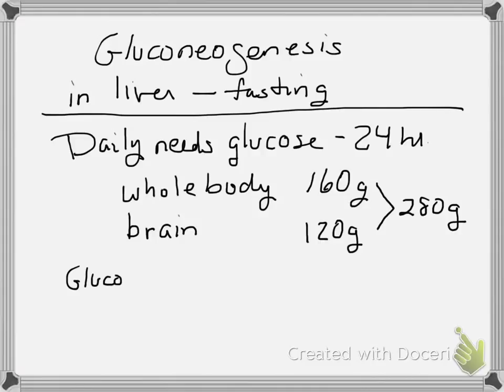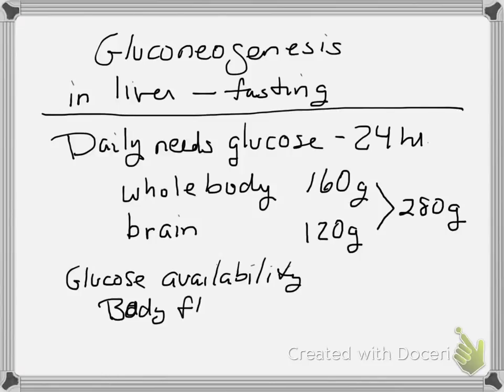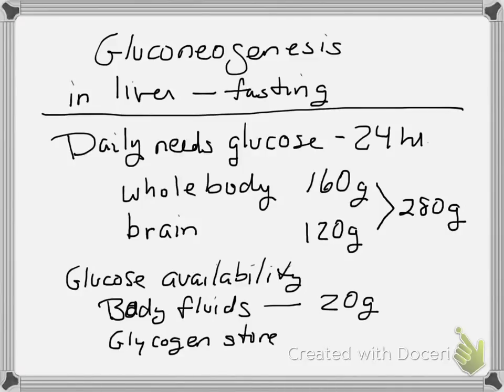Now let's look at the other part. The other part of the equation is glucose availability. Body fluids include the blood, tissue fluids, etc. These account for approximately 20 grams of glucose availability. Total glycogen stores, which are the main supply of glucose during a fasting state, account for 190 grams of glucose.